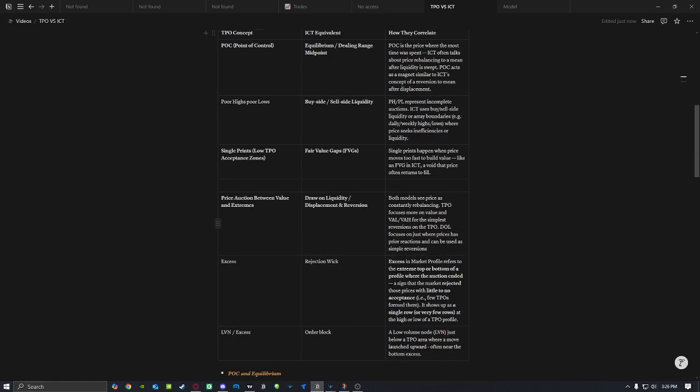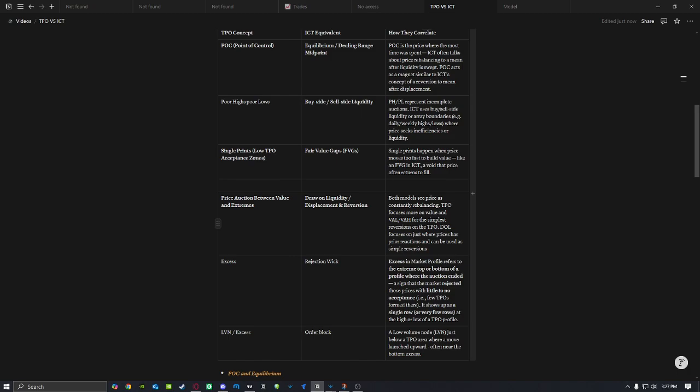So we have our next one, which is price auctions between value and extremes, draw liquidity, displacements, and reversions. Both models see price as constantly rebalancing. TPO focuses more on value low, value high for the simplest reversions on TPO. Draw liquidity focuses on where price has prior reactions and can be used as simple reversions.